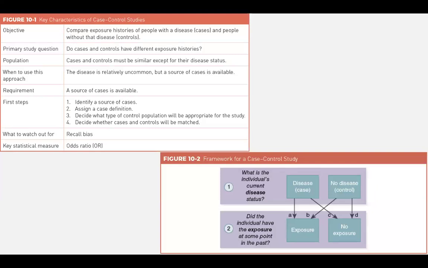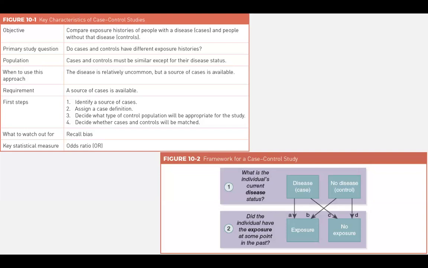So the objective here, right? This is how we want to think about all of these different things. What's the objective? How are we deciding the best study design? In this case, our objective is to compare exposure histories in people with or without the disease.